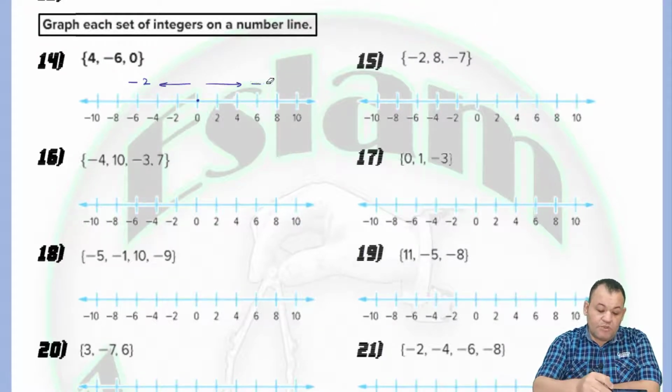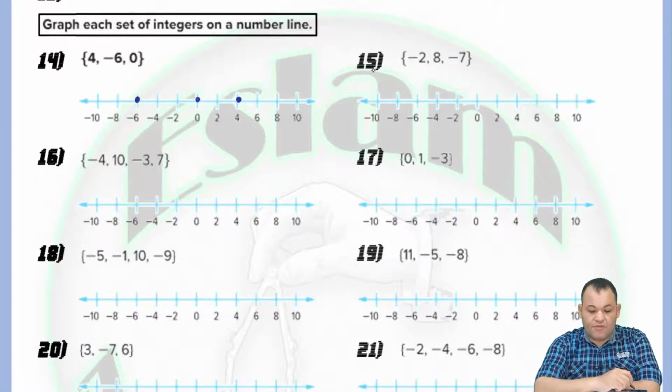All we have to do now is, we have here 4, which is a positive value. So above 4, I will just write a point. Negative 6, it means I will look for the negative part and make a point on negative 6. Now we have 0. Just at 0 we have a point.